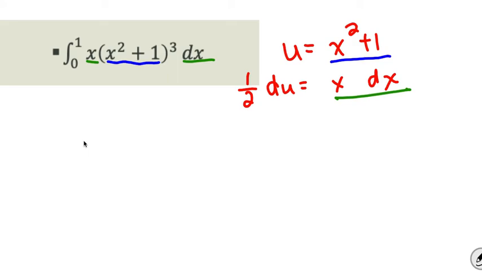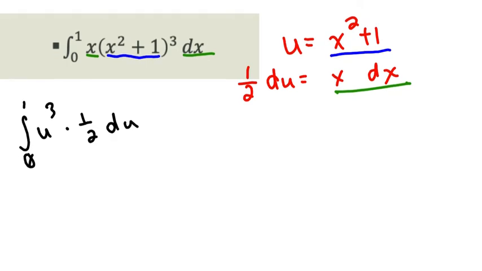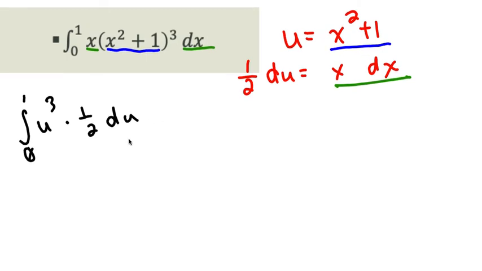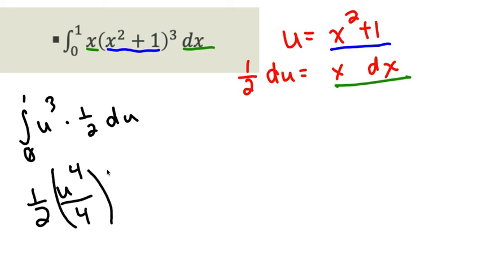So now you have two options. I'm going to show you two different ways of doing this. One is just to rewrite it like this: 0 to 1 of u cubed times 1/2 du. Okay, and we go through and solve this, or integrate it first of all. So 1/2 u cubed would be u to the 4th over 4. We don't need a plus c now because we have our interval from 0 to 1. So we're going to integrate this from 0 to 1.